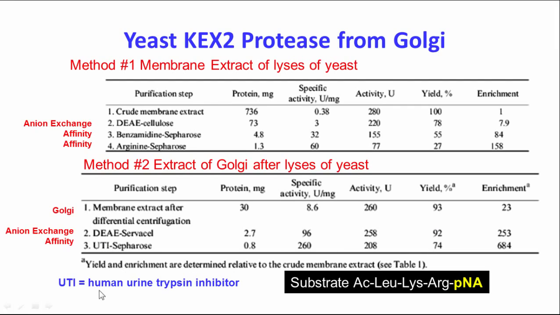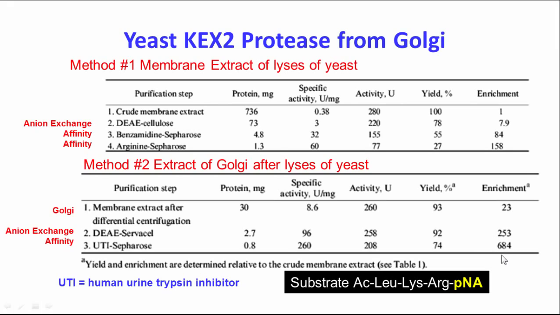Then UTI Sepharose is human urine trypsin inhibitor, and that's hooked on to Sepharose, and this is a trypsin-like enzyme that likes lysine and arginine substrates. And so that one resulted in a real high purity. You got a specific activity of 260, almost 4 times what you had up here, and a real good yield of 72% versus 27% in this method.